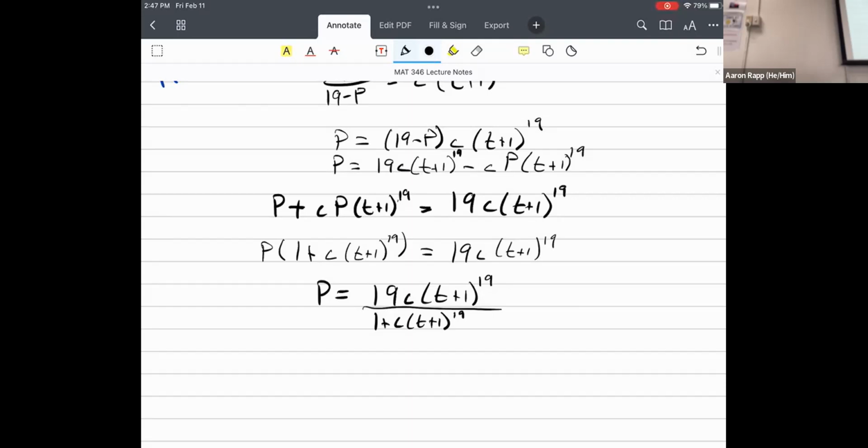I'm going to try to take us through this quickly because we only have a couple minutes left. I have an initial condition.